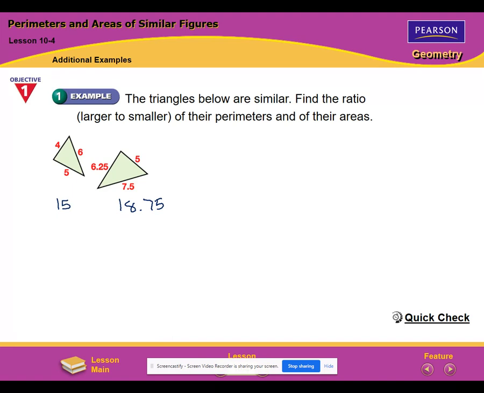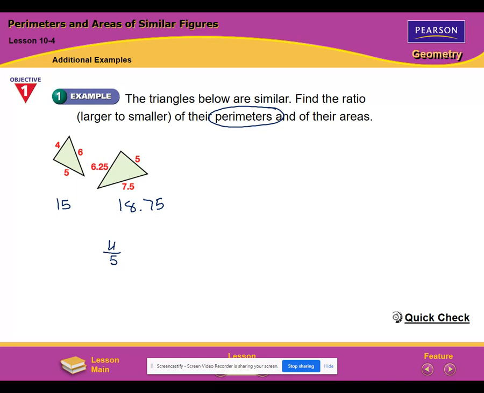And 15 divided by 18.75, you might be able to figure out how to use the fraction, but I'm using a graphing calculator, though you could probably work in your fraction button on the scientific calculators. It's an easy decimal anyway, 0.8. It's 4/5. Now the similarity ratio would be 4/5. Excuse me, the ratio of their perimeters would be 4/5.